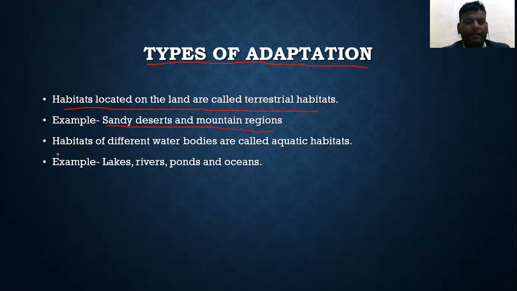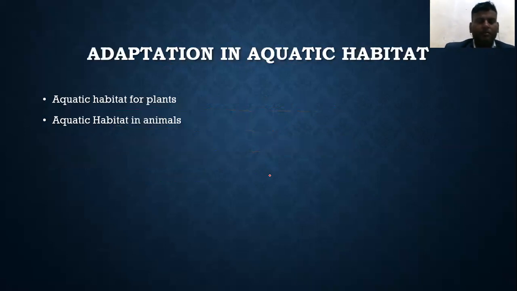While the habitats of different water bodies, meaning the animals which live mostly in water, like river, ocean, lakes, river, pond and ocean as you can see here, are called aquatic habitats. Now the next topic is adaptation in aquatic habitat.